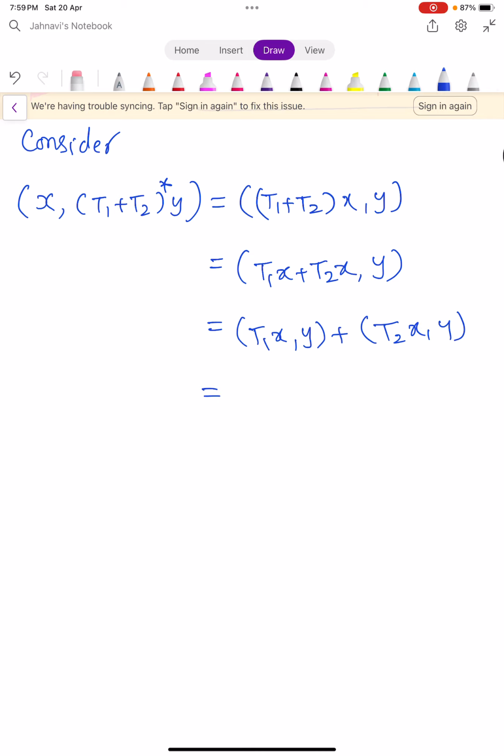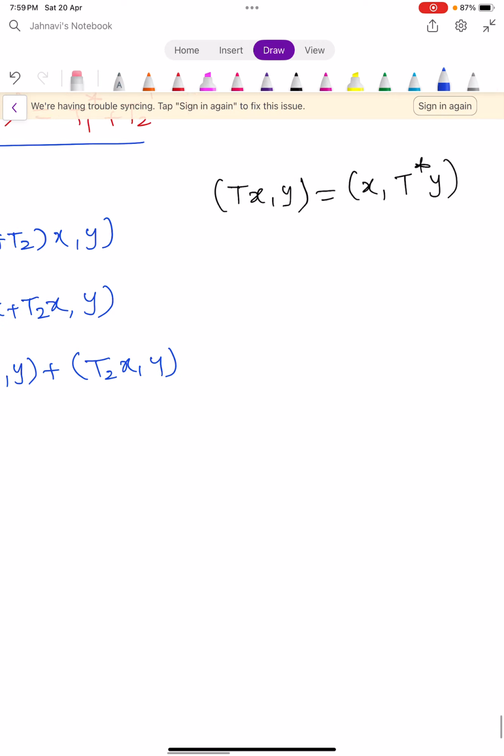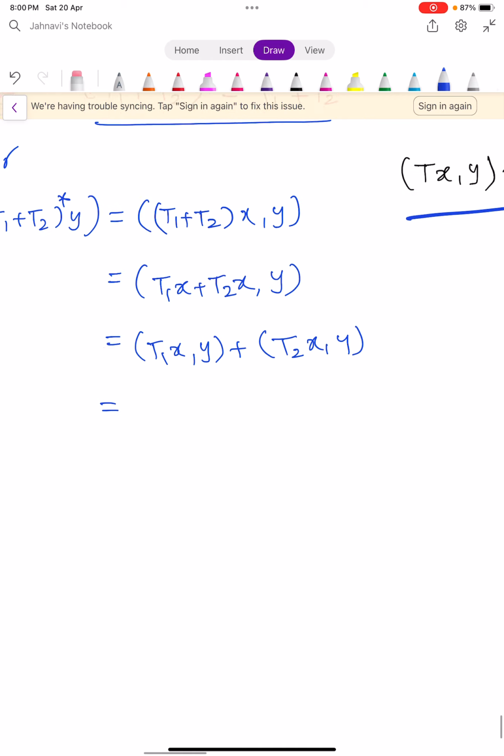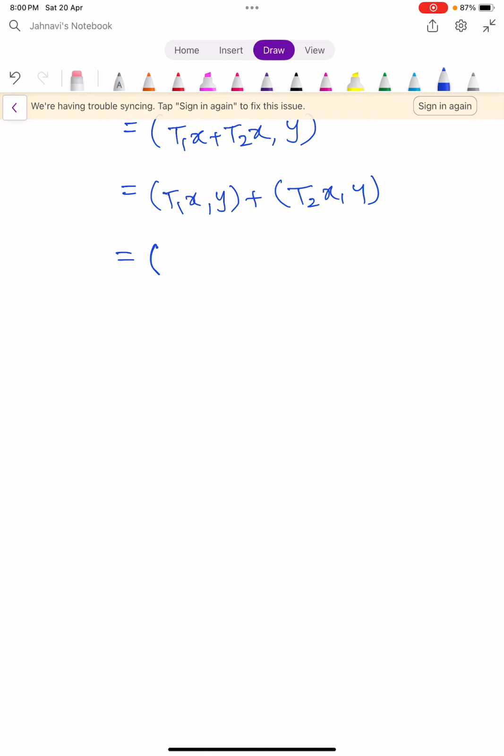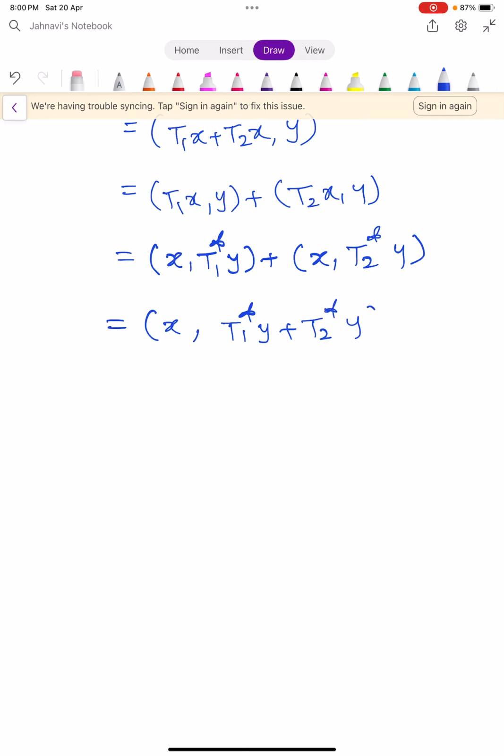Again, use the same definition of the adjoint operator here: the inner product of Tx comma y is equal to the inner product of x comma T star y. Applying the same definition here, you can write the inner product of x comma T1 star y plus the inner product of x comma T2 star y. Again, by the sum property of inner product spaces, x comma T1 star y plus T2 star y can be written as the inner product of x comma (T1 star plus T2 star) into y.